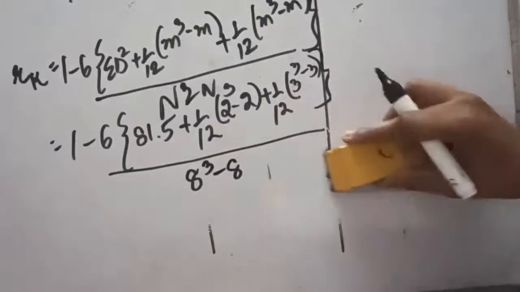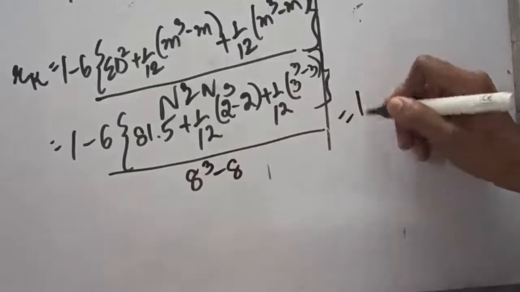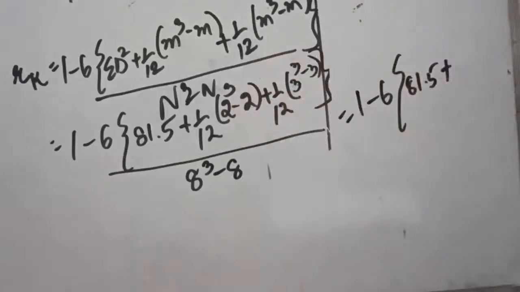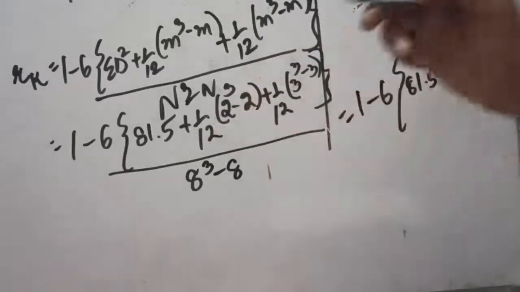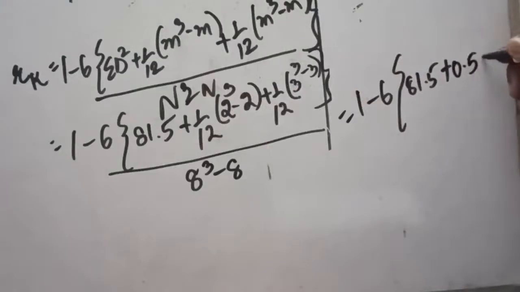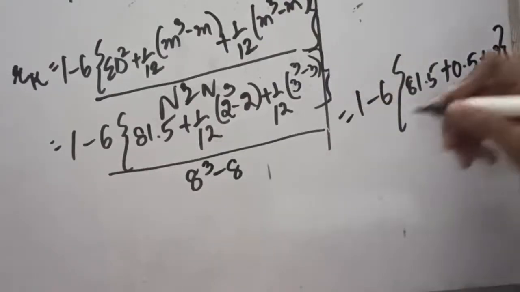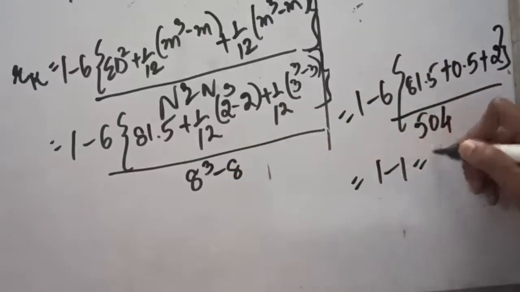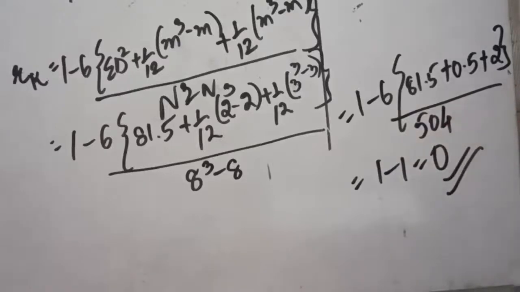So we will solve this portion. 1 minus 6 bracket 81.5. Solving this, 2 cube means 8, 8 minus 2 is 6, 6 divided by 12 will be 0.5. Plus for 3 times, 27 minus 3 divided by 12 will be 2. So 8 cube minus 8 will be 504. When you solve this, it will come out to be 0. So there is no correlation between the series. So this is how you can solve the questions of repeated ranks and non-repeated ranks for Spearman's rank correlation formula.